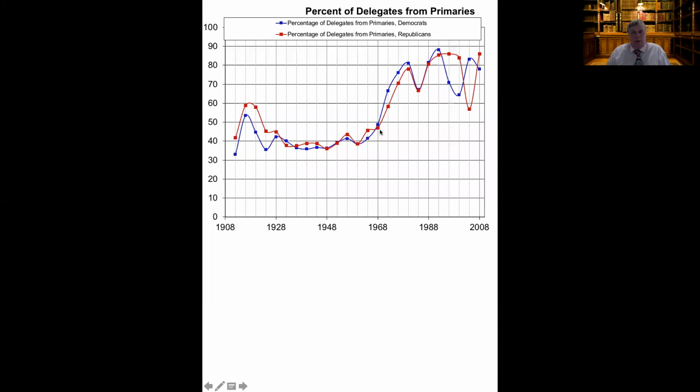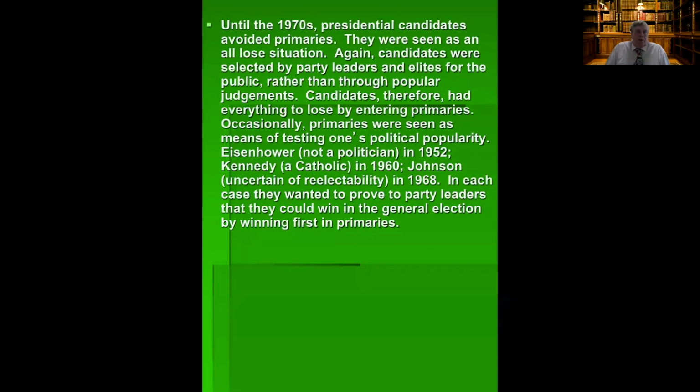And then again, by 1968, it's still fairly low, but then for both political parties, especially the Democratic Party, you see the number of primaries increase quite sharply between 68 and 72, and then continuing to increase. And so it has leveled off from there at a high level. So until the 1970s, the story these graphs tell is that primaries were not the main way in which candidates were selected. And indeed, presidential candidates avoided primaries until the 1970s.